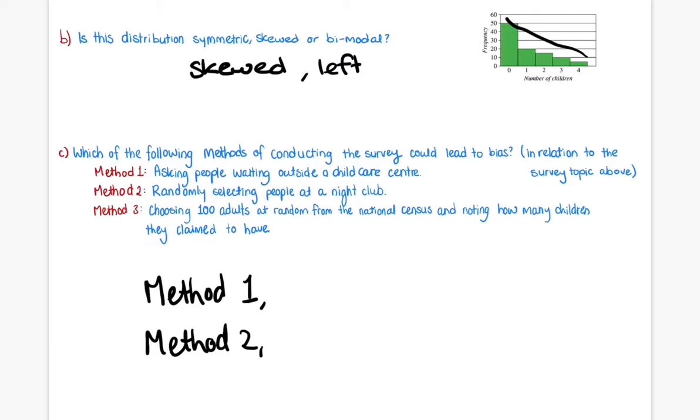Method 3 would lead to 0 bias at all. It would be the best way to do the sample. So that is all for this one. Just keep in mind, they're really wordy. Just try and work out what it's asking.